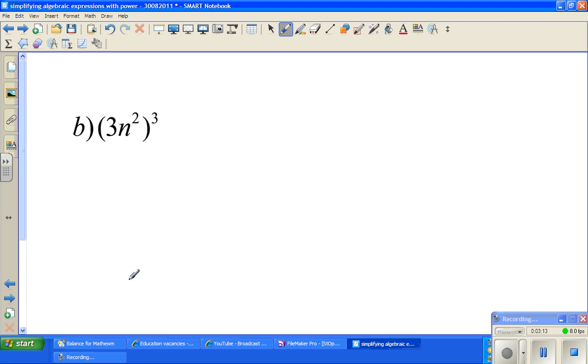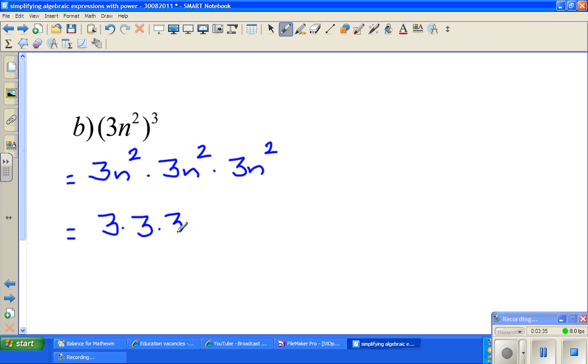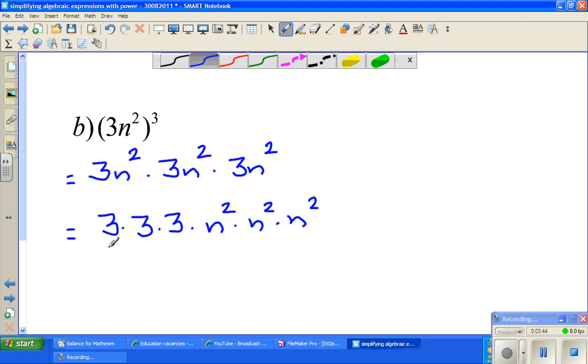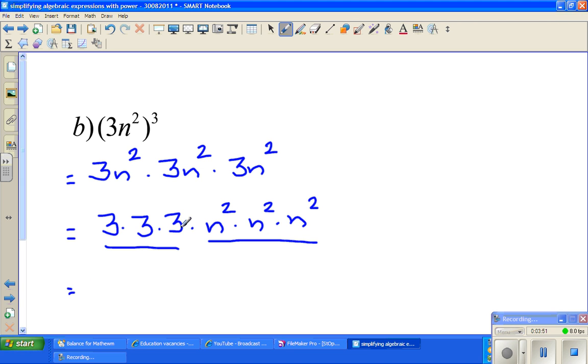Okay, next example. So first we'll do it without the rule. So let us expand this. So this is 3n squared times 3n squared times 3n squared. So let us group the numbers together and the letters together. So this is 3 times 3 times 3 times n squared times n squared times n squared. So let us multiply the numbers. 3 times 3 is 9, 9 times 3 is 27, times n squared.